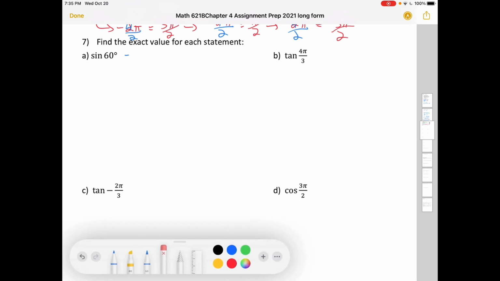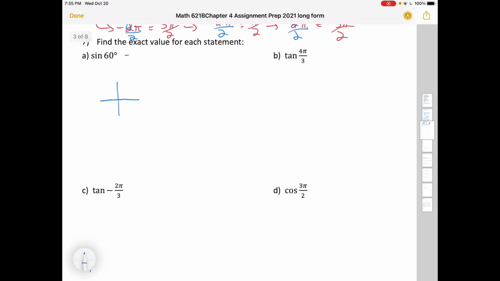So what I would do as my first step is say 60 degrees, let me sketch that. Because there's no question here what the angle is. 60 degrees. This happens to be in the first quadrant, and I'm just thinking about, okay, well, what's the y value on unit circle?